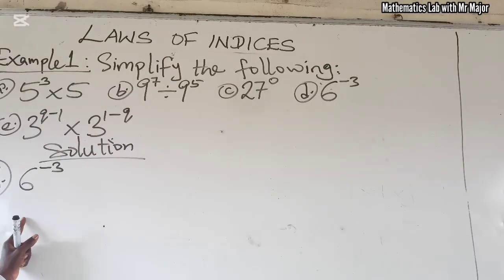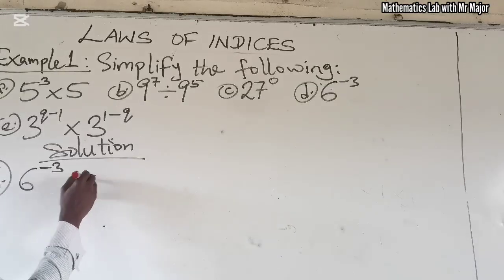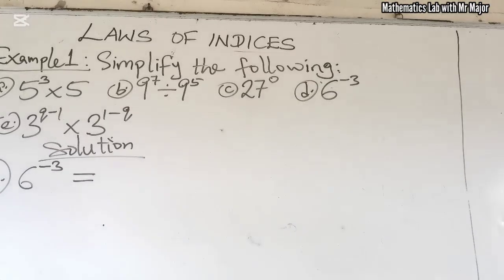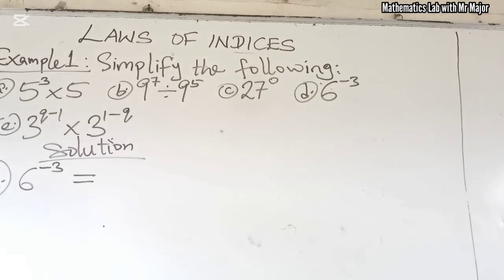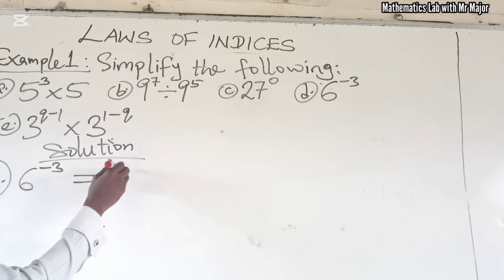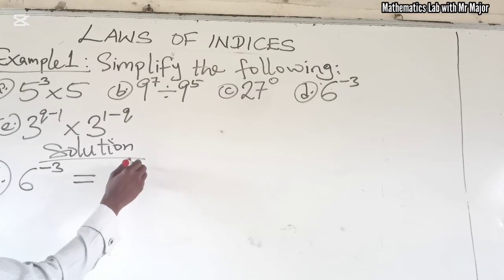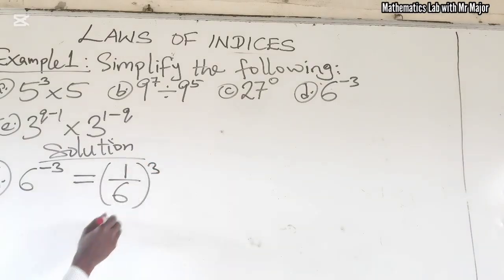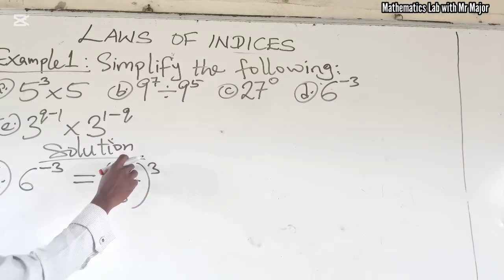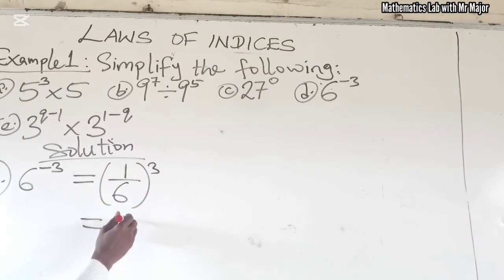We will now move to the D. The D question is 6 raised to the power of minus 3. This is negative index law. And remember, I said the negative index law states that a quantity raised to a negative power is equal to its reciprocal raised to a positive power. The reciprocal of 6 is 1 over 6, then raised to power 3. Like I said, this 3 affects both the numerator and the denominator. So we have 1 raised to the power of 3 over 6 raised to the power of 3.